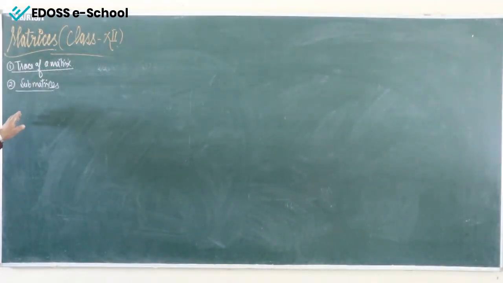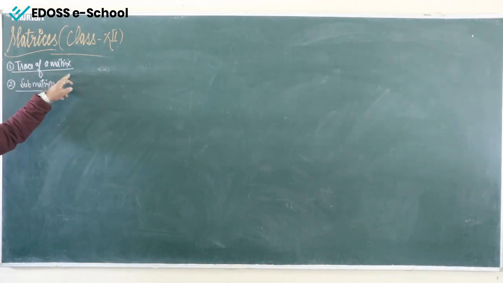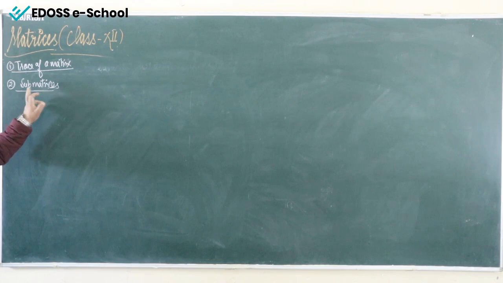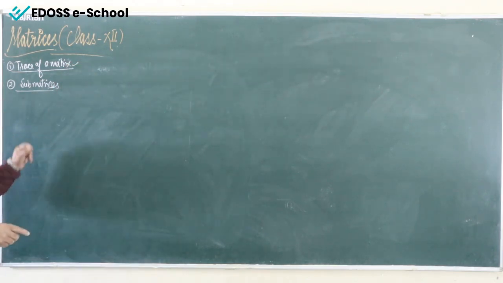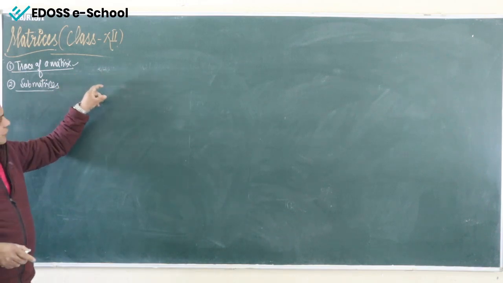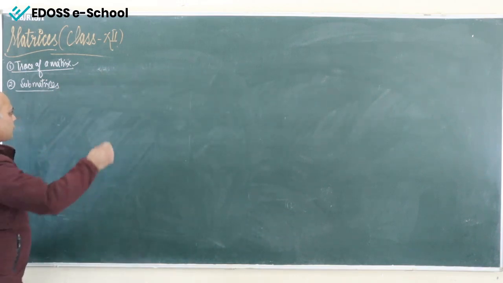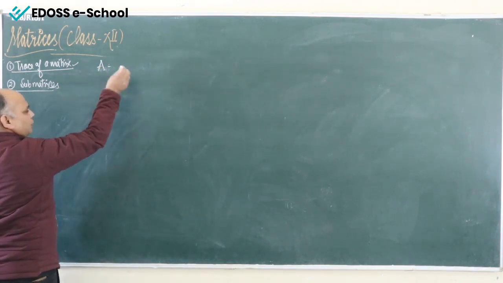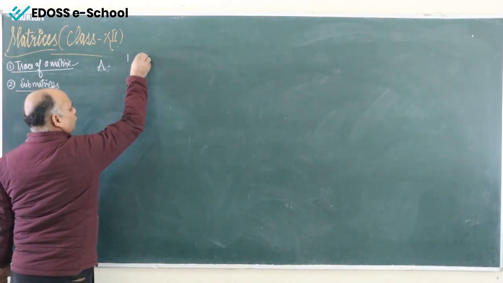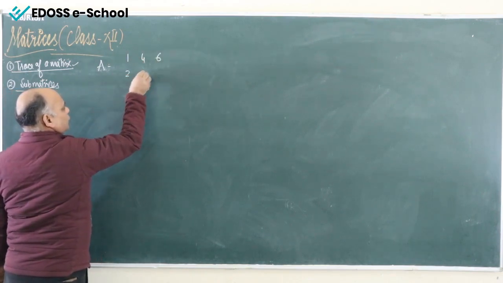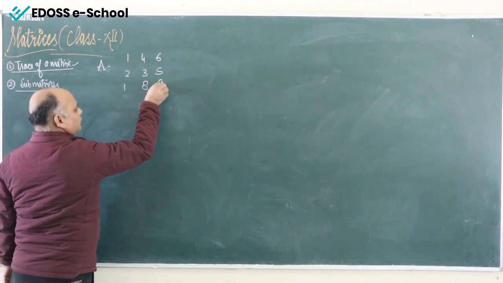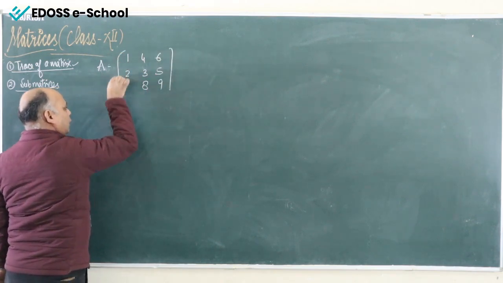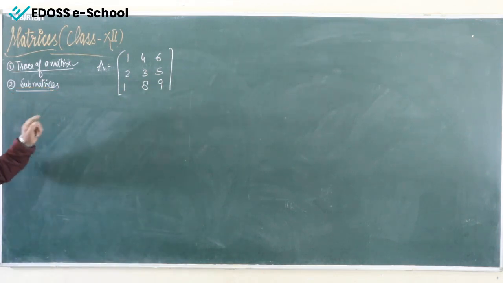Now, there are 2 terms related to matrices. The first one is the trace of a matrix and the second is the submatrix. What is the meaning of the trace of a matrix? Trace of a matrix means the addition of the principal diagonal. If I am saying A is equal to, suppose, 1, 4, 6, 2, 3, 5, 1, 8, 9. Suppose this is the matrix, and the question says find the trace of the matrix.